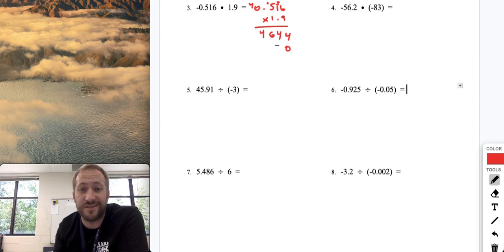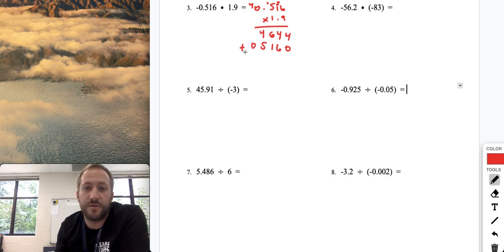Then I get to go and start. 1 times 6 is 6. 1 times 1 is 1. 1 times 5 is 5. 1 times 0 is 0. I get to add these up. 4 and 0 gives me 4. 4 and 6 gives me 10. Carry the 1. That gives me 7, 8. And that gives me 9. And this is just a 0.